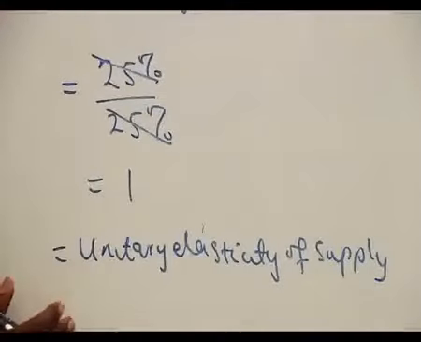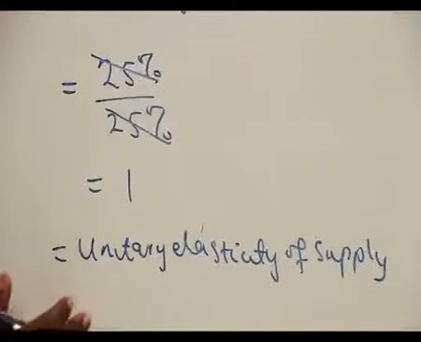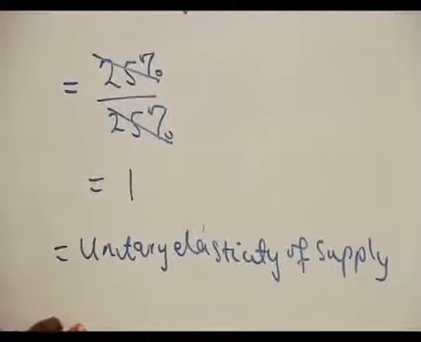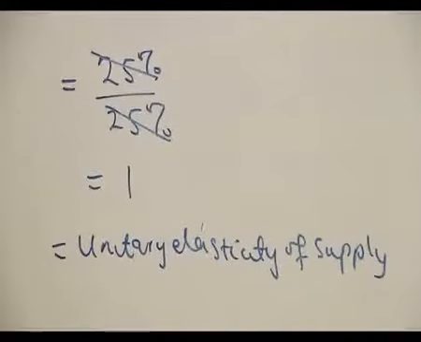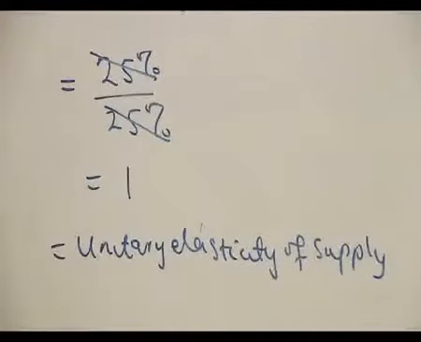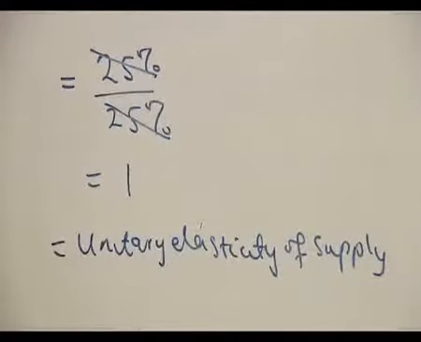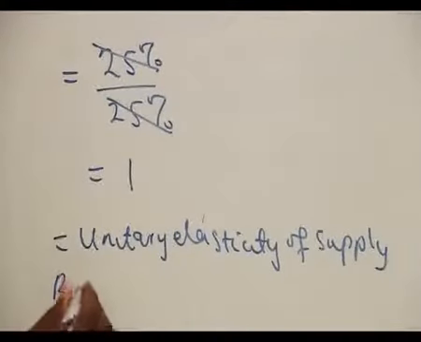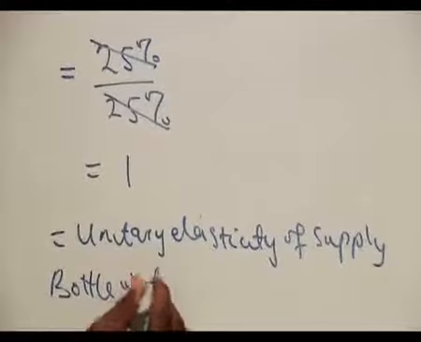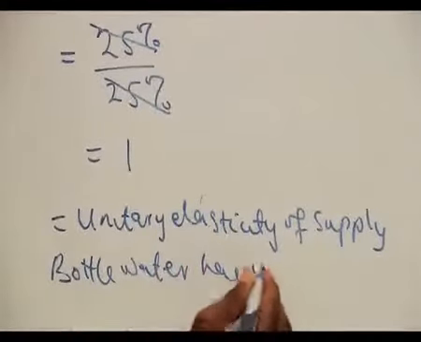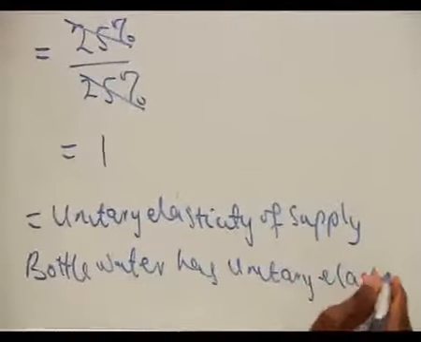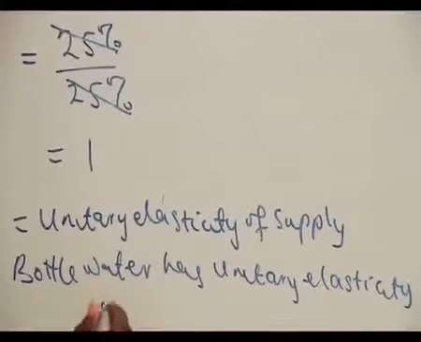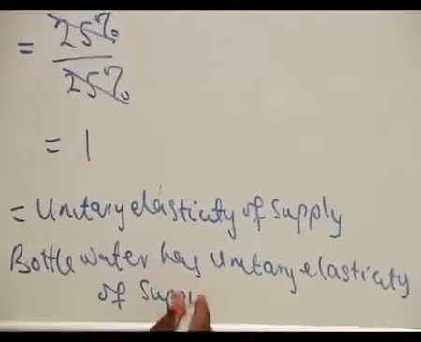So by our calculation, using the data before us, the coefficient is 1, which means the price elasticity of supply is unitary elasticity of supply. So by looking at our question, it implies that bottled water has unitary elasticity of supply.